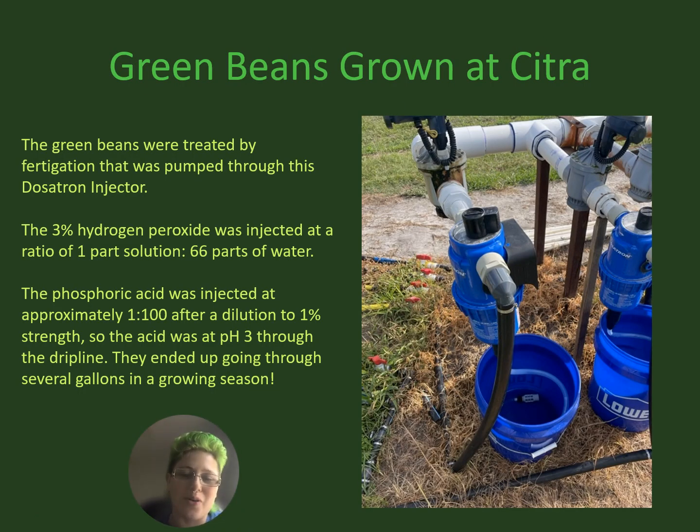Green beans grown at Citra. The green beans were treated by fertigation that was pumped through this Dosatron injector. The 3% hydrogen peroxide was injected at a ratio of 1 part solution to 66 parts of water. The phosphoric acid was injected at approximately 1 to 100 after a dilution to 1% strength, so the acid was at pH 3 through the drip line. They ended up going through several gallons in a growing season.